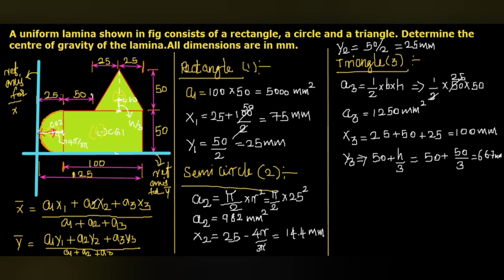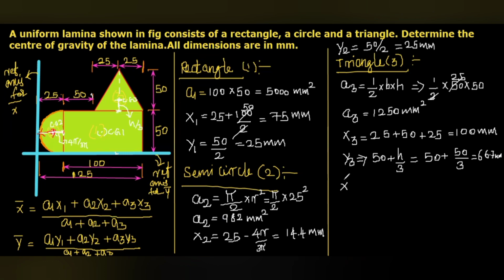So now x bar and y bar. Here we already have the formulas. To get the value of x bar and y bar, substitute the values of a1 and x1 in x bar. That means a1 x1 plus a2 x2 plus a3 x3 divided by a1 plus a2 plus a3. In the same way, a1 y1 values for y bar. So we will get x bar and y bar.